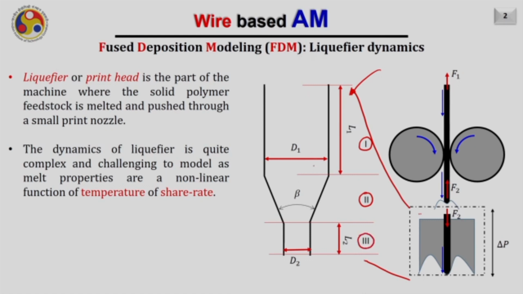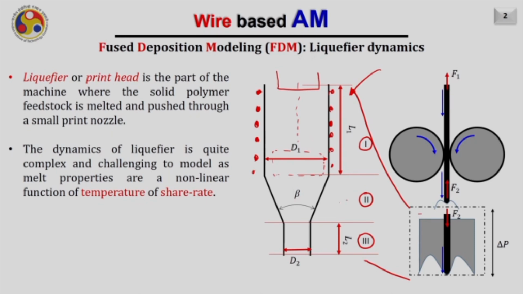Zone 1 is the initial region where there are heating coils. So assume that these are the heating coils. In this region, the wire gets melted. In the beginning, of course, the wire is in the solid state, and then when it goes downward, it gets melted. After some time, when the wire is almost melted at the end of this region 1, the diameter of the wire starts to reduce.